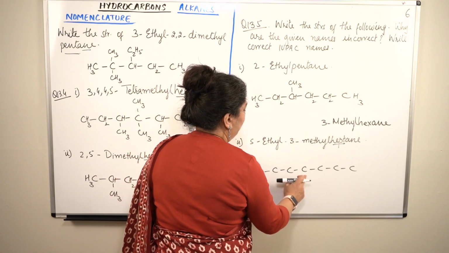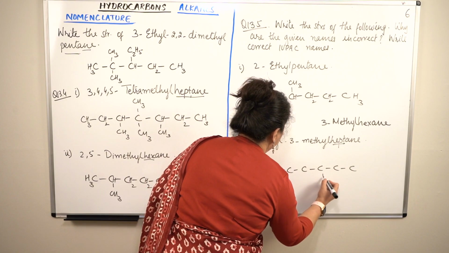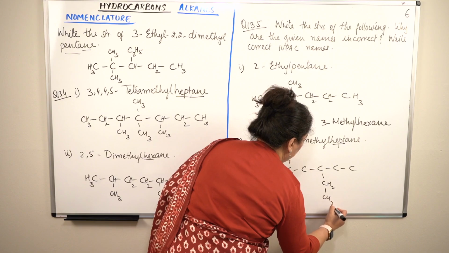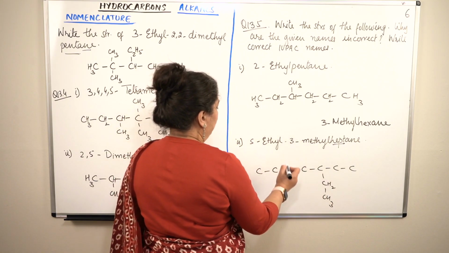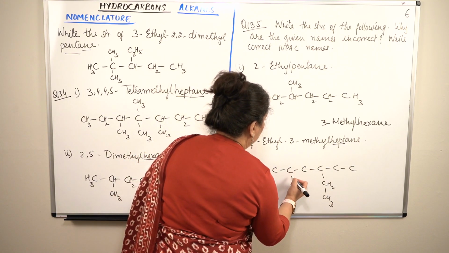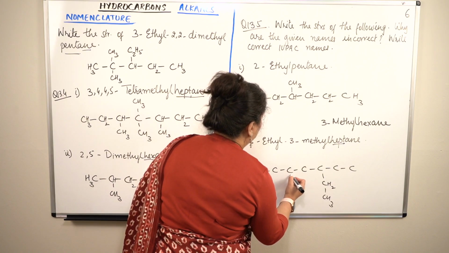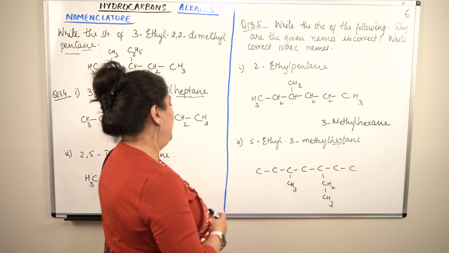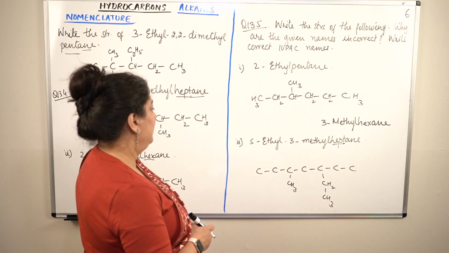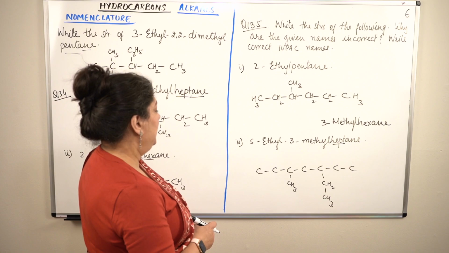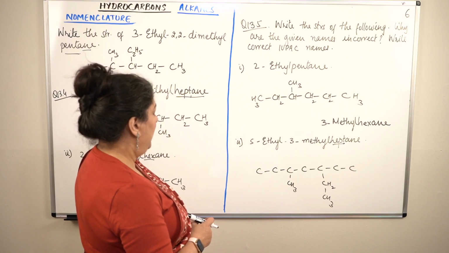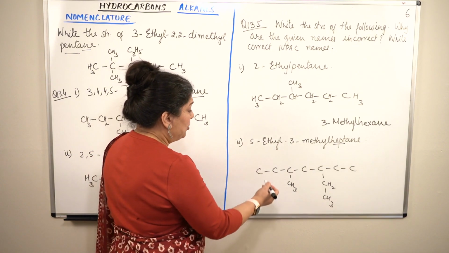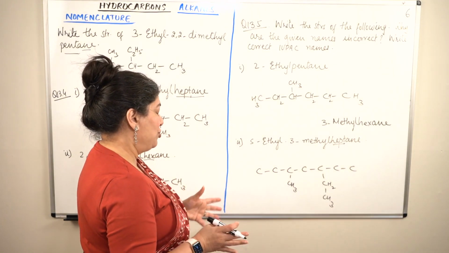5-ethyl. 1, 2, 3, 4, 5. 5 has ethyl. That is CH2, CH3. 5-ethyl. 1, 2, 3. 3 is methyl. CH3. Okay. 5-ethyl-3-methylheptane. Yeah. Structurally, the compound seems to be right.